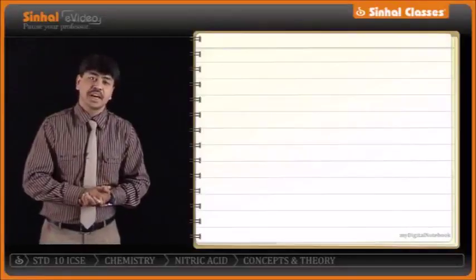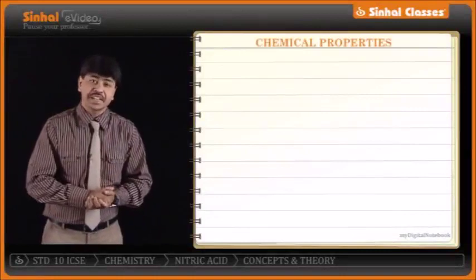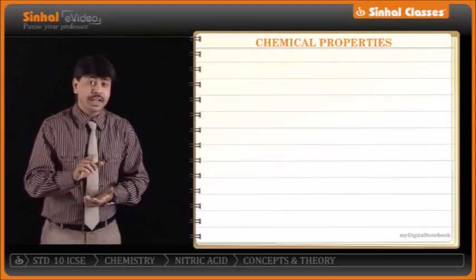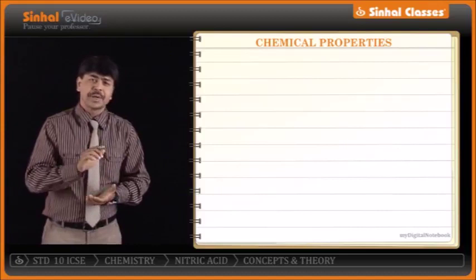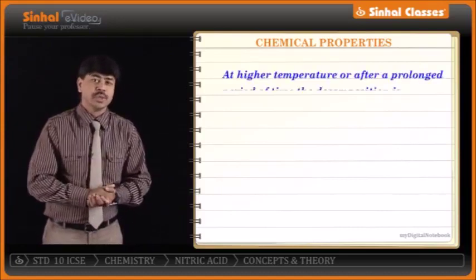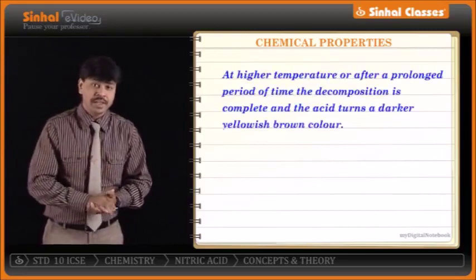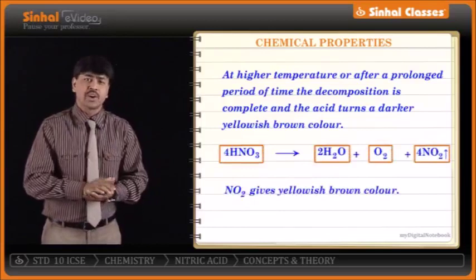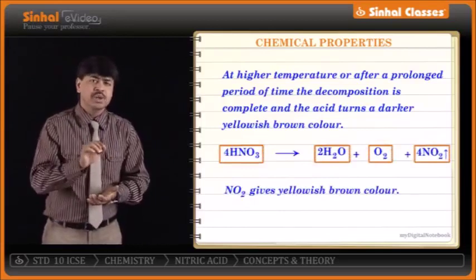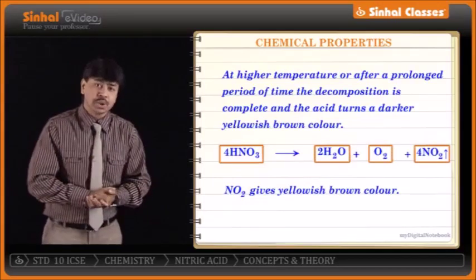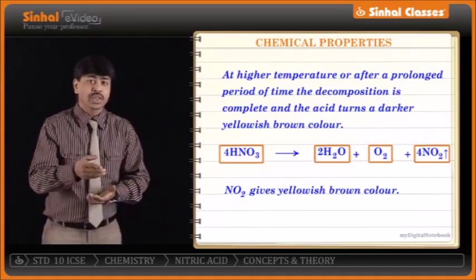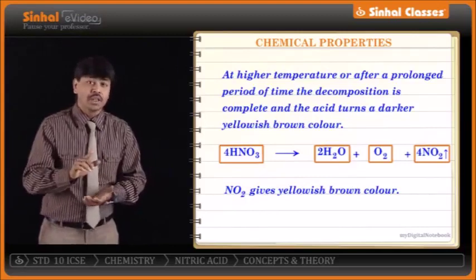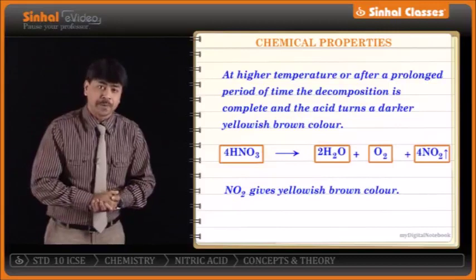Okay student, now let us start with the chemical properties of nitric acid. Nitric acid is an unstable compound even at room temperature. This nitric acid decomposes to give you NO2, that is nitrogen dioxide, water, that is H2O, and oxygen. This nitrogen dioxide, which is released, gives a yellowish brown color to the solution. And you know how to overcome this problem? Either you pass carbon dioxide gas through it or dilute it with excess of water.